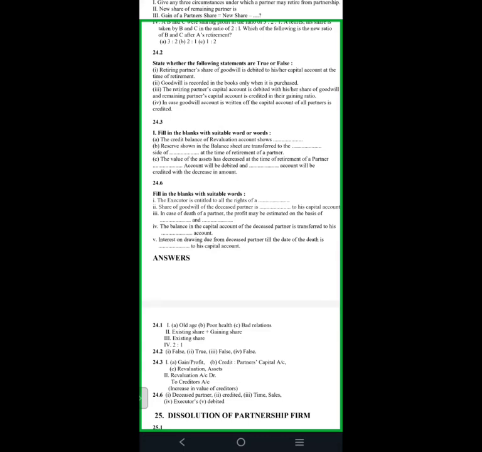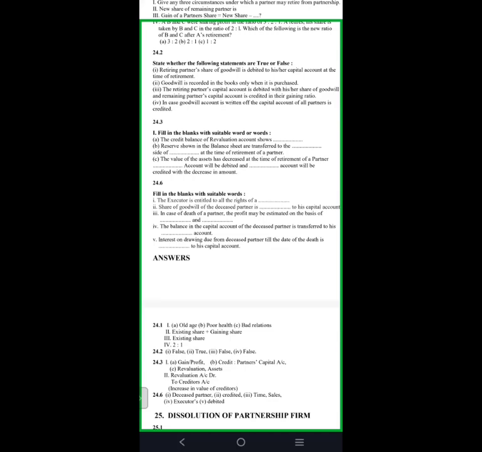The value of the asset has decreased at the time of retirement of a partner. Revaluation account will be debited and asset account will be credited with the decreased amount.